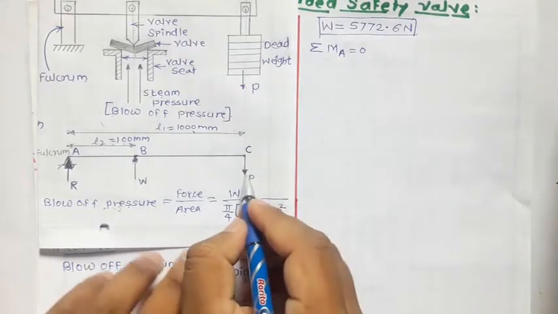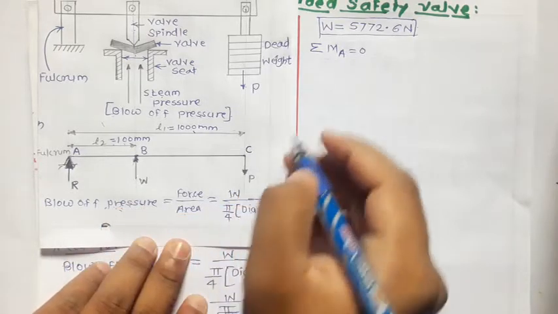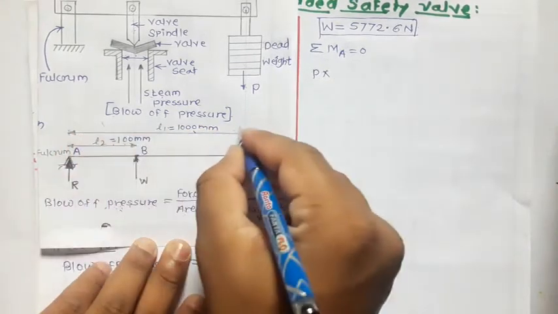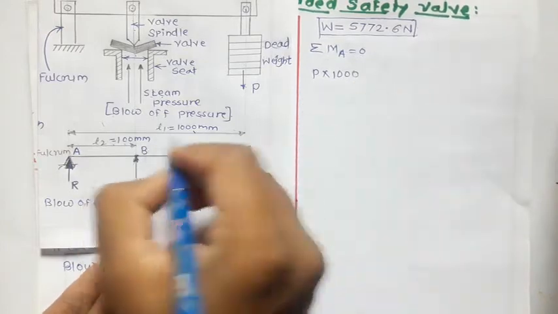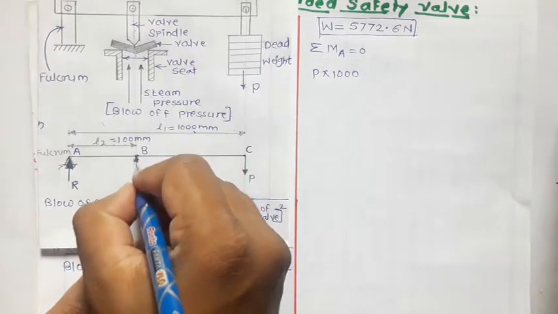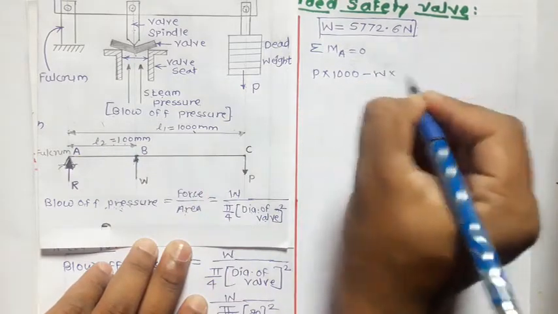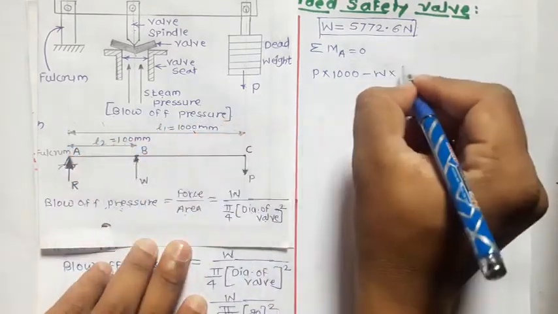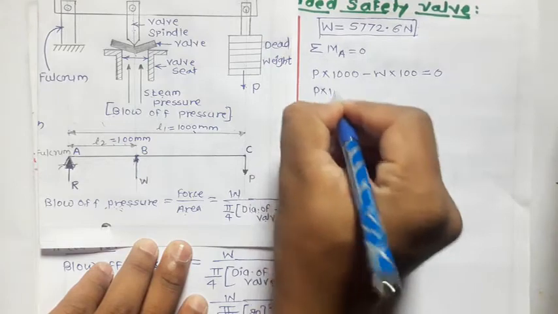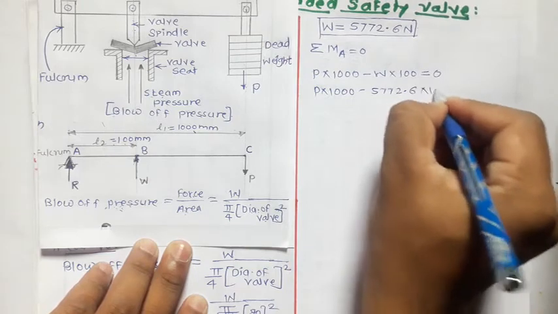If we take the bending moment due to force P as positive, as it is clockwise, we will take the clockwise bending moment positive. So P into this distance, which is 1000 mm from this point A. Now the bending moment because of this force W is anti-clockwise, so we will take it as negative. So minus W into distance AB, which is 100, is equal to 0. Let us put the value of W here. So P into 1000 minus 5772.6 into 100 is equal to 0.